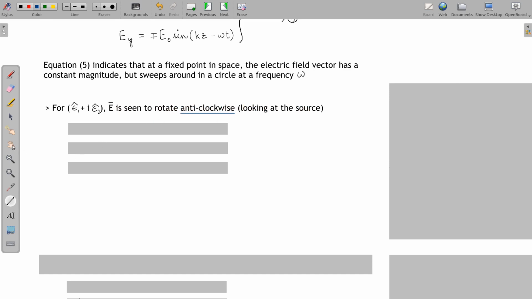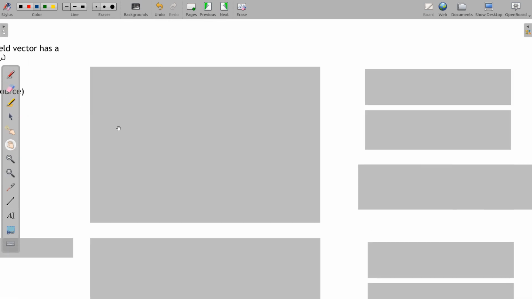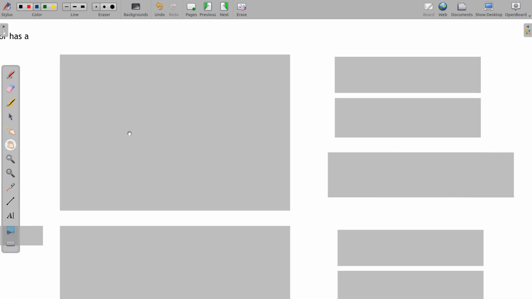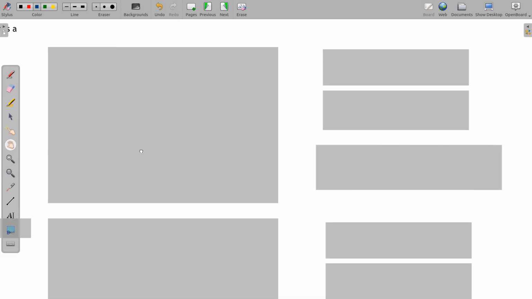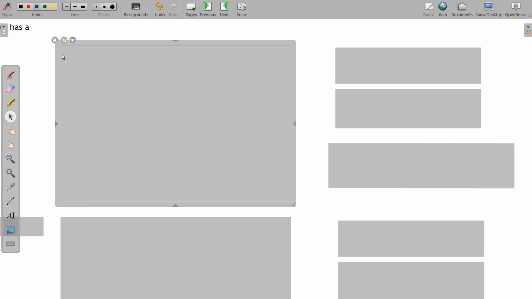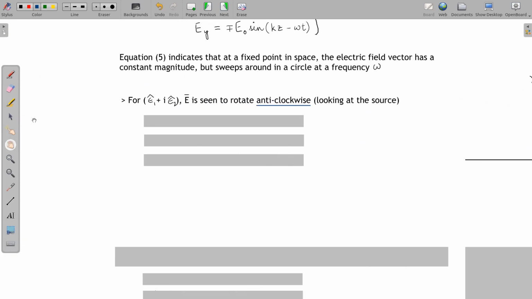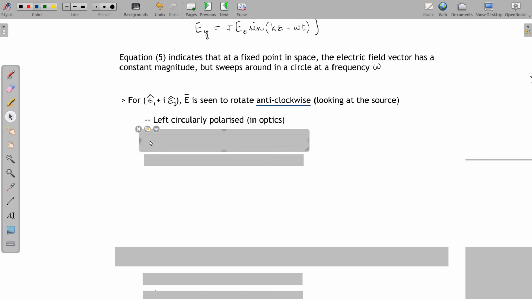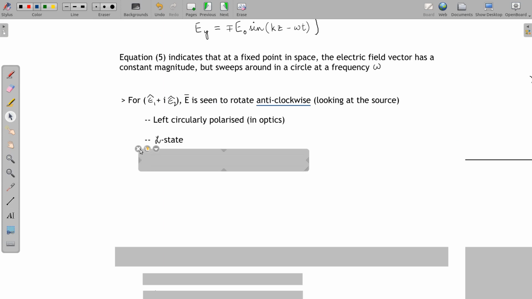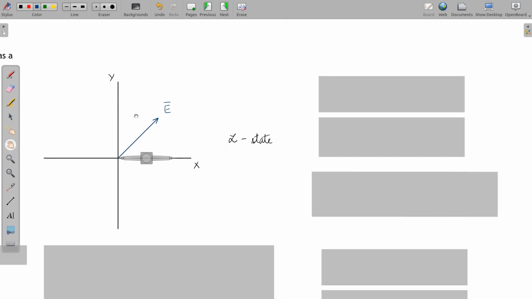And how this happens, we can actually understand. You need to do this only once to satisfy your curiosity. So let's take the scenario here. We have the electric field. By the way, this is called the L state. If I take epsilon 1 plus i epsilon 2, it's called the L state, or a left circularly polarized state. In optics, it's called a left circularly polarized state, or L state, and in modern physics, it's called the positive helicity.